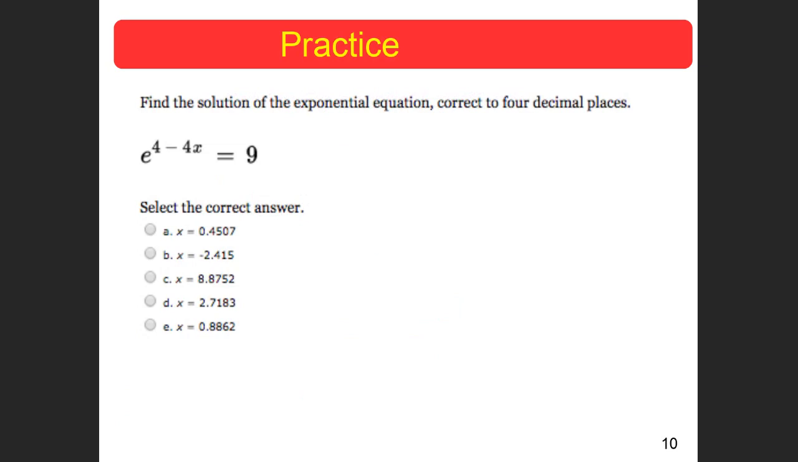Here, there's no way I'm going to rewrite e and 9 as common bases. So I'm just going to rewrite this as a logarithm. So I've got the log base e of 9 is equal to 4 minus 4x. Now, log base e is really a natural log, right? So natural log of 9 is equal to 4 minus 4x. Well, I don't know what the natural log of 9 is, but I do have a calculator. So I'm jumping to my calculator again, and I'm just going to do natural log of 9, and that gives me 2.197.